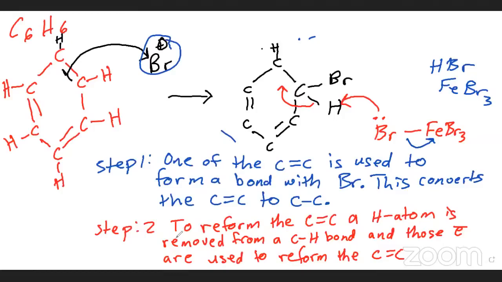All right. Then step 2 says to reform the carbon to carbon double bond, a hydrogen atom is removed from a carbon to hydrogen bond. And those electrons are used to reform the carbon to carbon double bond. So here you clearly see we are removing a hydrogen atom from the carbon to hydrogen bond. The electrons in that bond are used to reform the double bond. So those are the two things that happened.